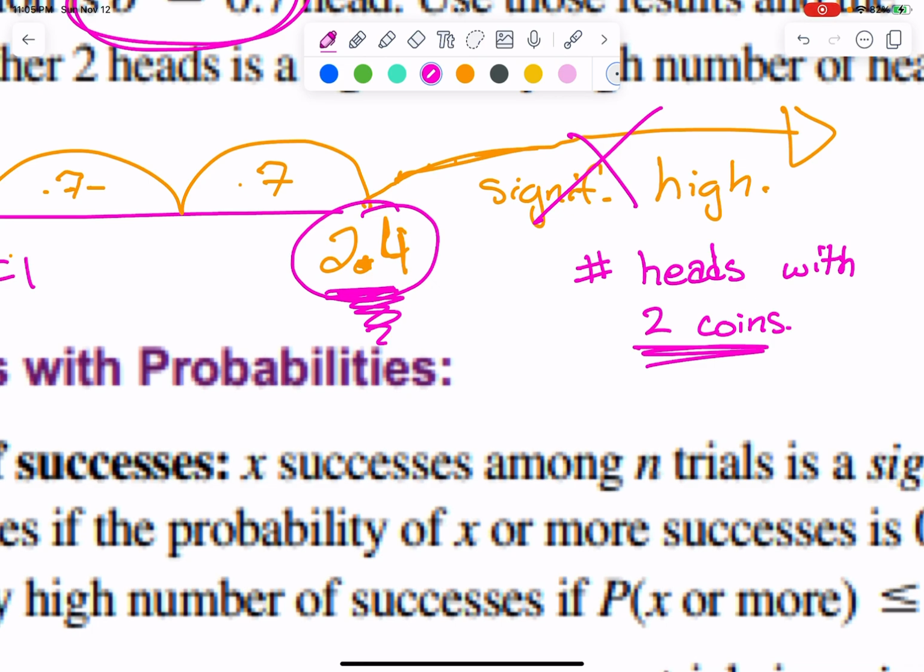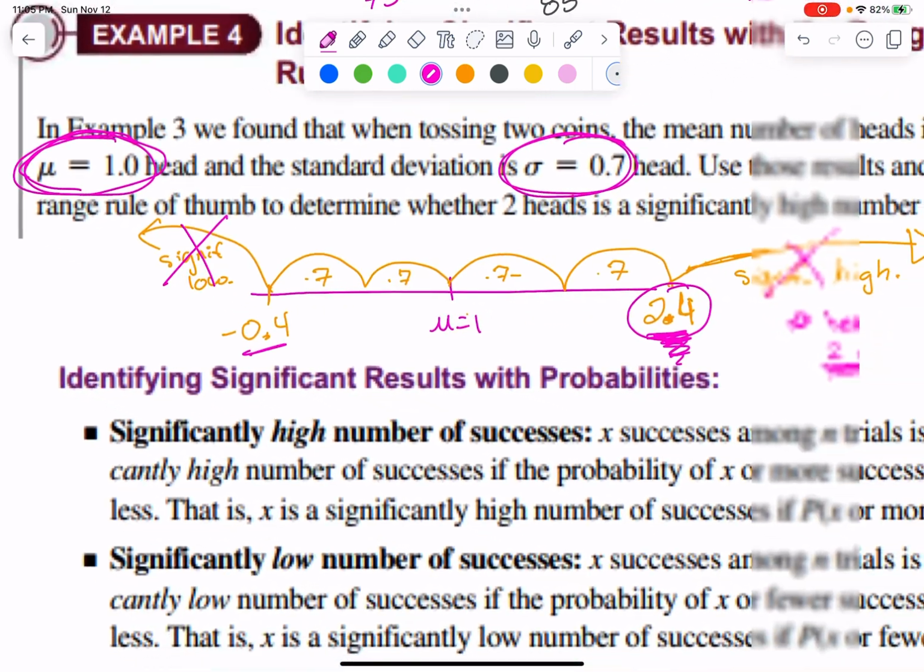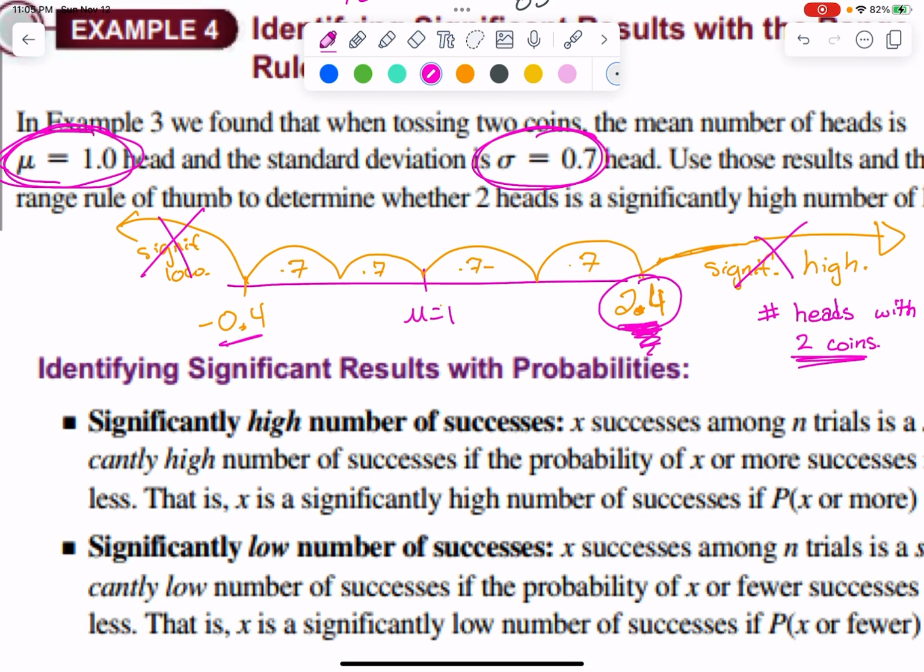You're not going to get a significantly high number of heads if you're only flipping it twice, right? Anything larger than 2.4 is not even possible. A significantly low number of heads would be negative 0.4, which we can't achieve either, because if we flipped the coin and got 0 heads, you wouldn't be like, holy cow, I can't believe I got no heads if I flipped the coin twice. No, you're only flipping it twice. So in this case, our significantly high and significantly low values don't make any sense, so we don't have any significantly high or significantly low values when we're flipping 2 coins, okay?